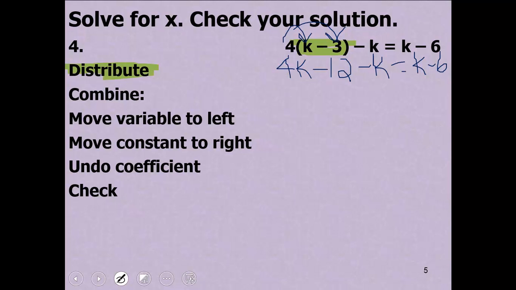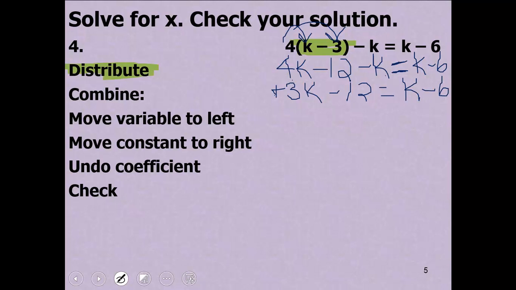All right. I got like things to combine. Here's my equal sign. I got 4 kites and a negative 1 kite. I have opposite signs, so I take their difference. That's 3k. Now I've got to pick my sign. What do I have more of? Do I have more positives or more negatives? Well, I have more positives, so that becomes a positive 3k minus 12. That sign is optional. Is equal to k minus 6.